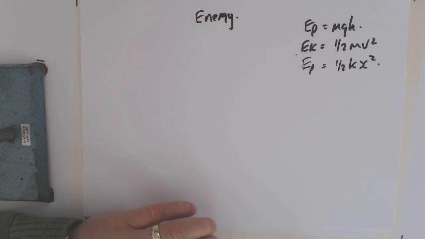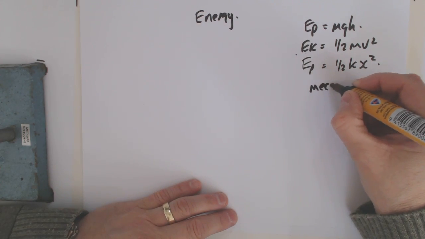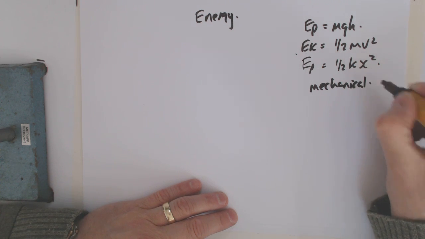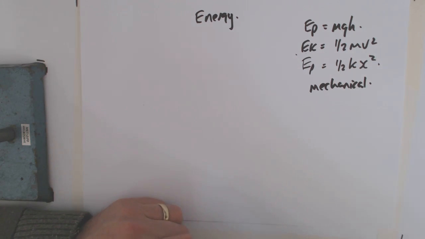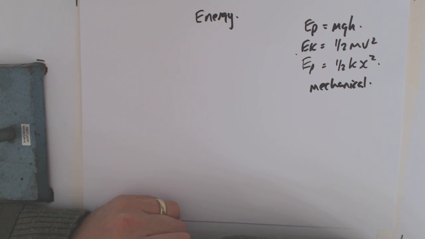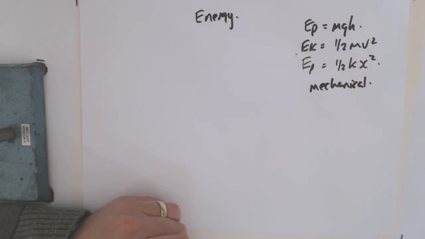And there's a new word which we often see associated with these types of energy, and that's mechanical. Mechanical is related to an object's motion or position, and so these are types of mechanical energy. So sometimes they might say, what's a change in mechanical energy? You're looking at just these types of energies. You're not looking at heat.